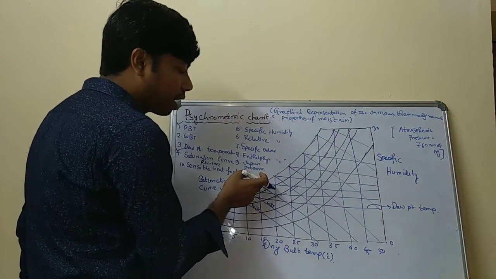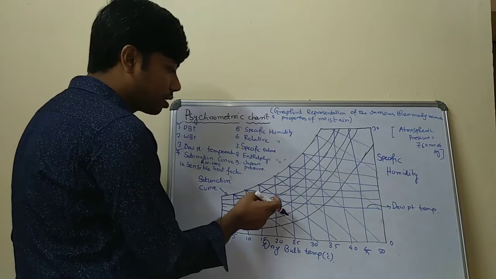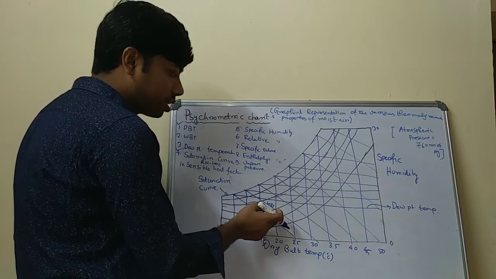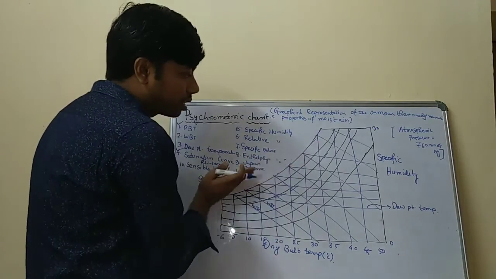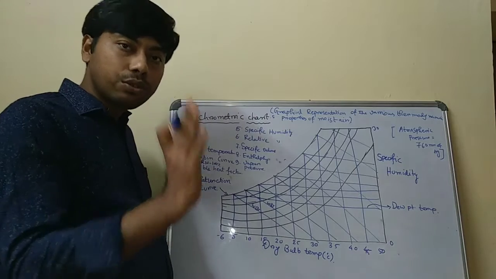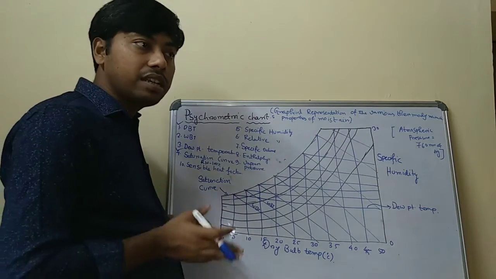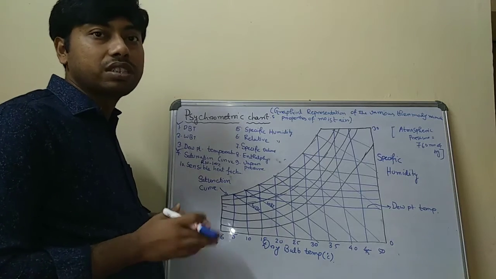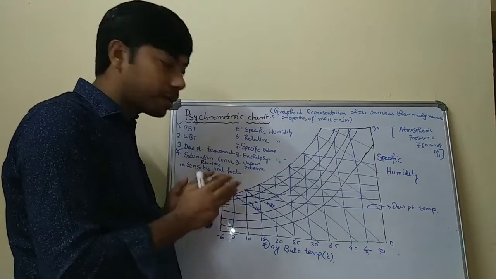So if it is 100%, then it will be 90%, 0.9, 0.8, 0.7, 0.6, 0.5, 0.4, and so on. This curve indicates the saturation curve, where the water vapor content is at relative humidity 100%.